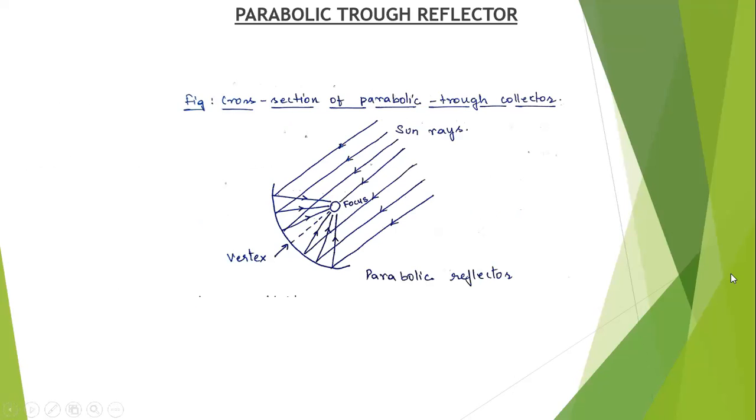So this is one of the line focusing collectors. This is the parabolic trough reflector. See the diagram, it is the cross section of the parabolic trough collector. Here it is the vertex. This is the parabolic reflector. The middle point is called the vertex, and this is the parabolic reflector.